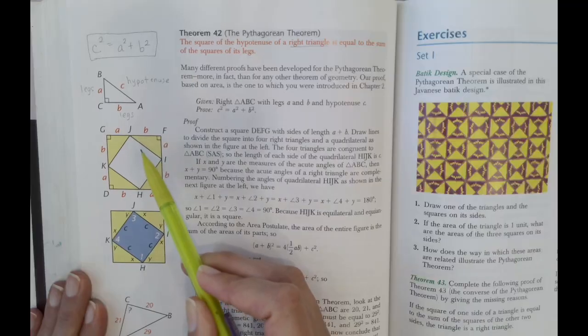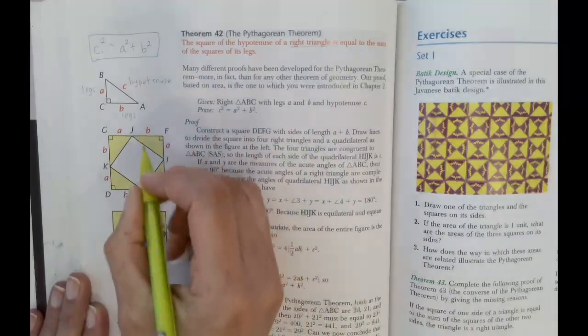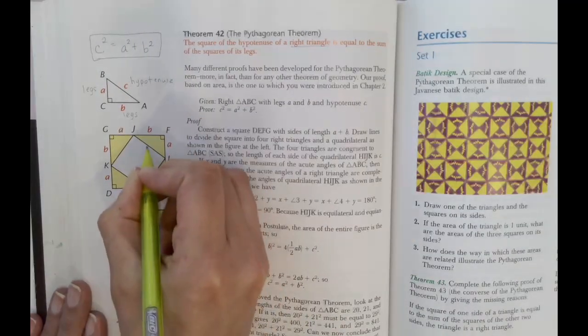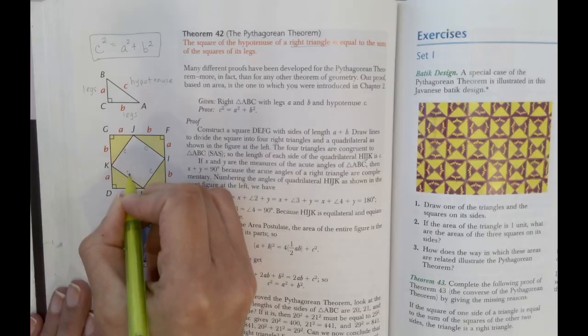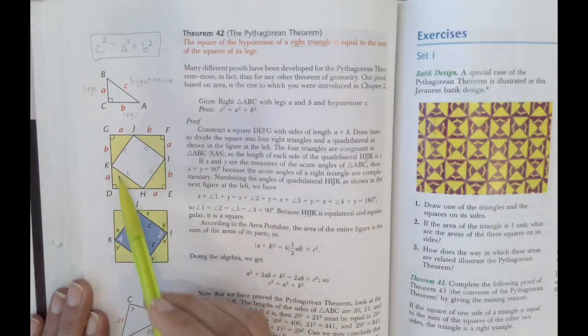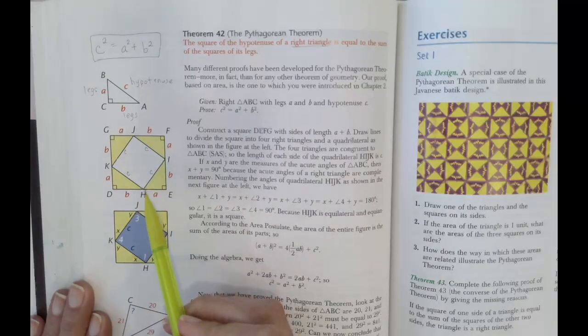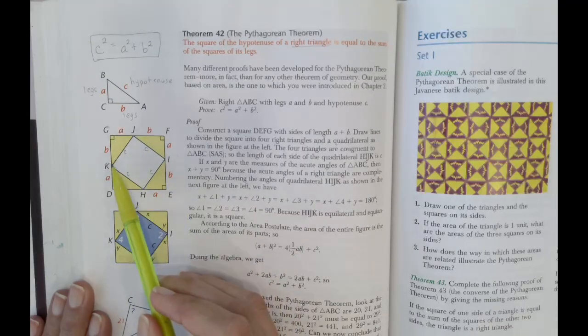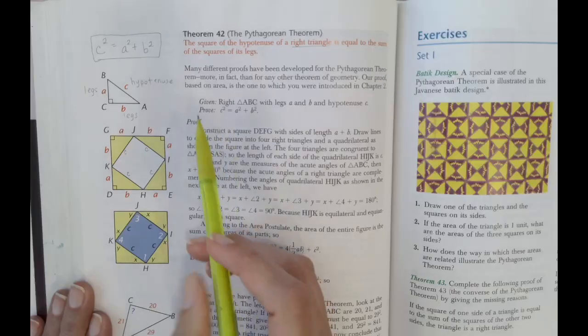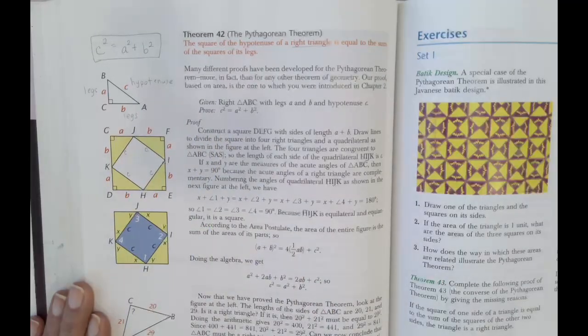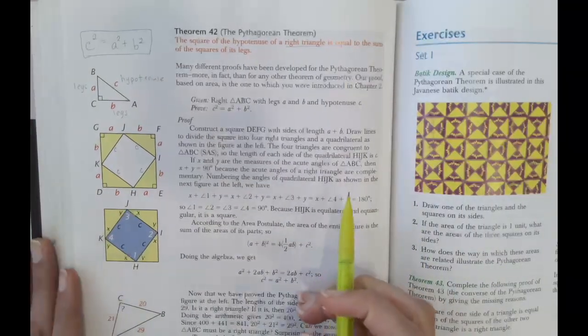So we have C, C, C, C. I'm going to go ahead and write that. Do you see how we have created 4 of our original triangle? And we have created a square in the center with each length being C, which is equal to the hypotenuse. Okay, so now we have a clear understanding.